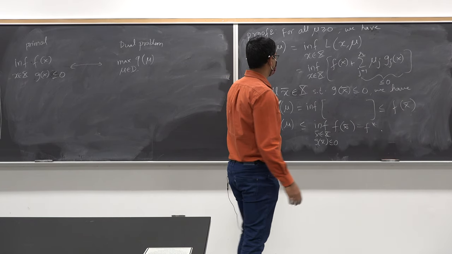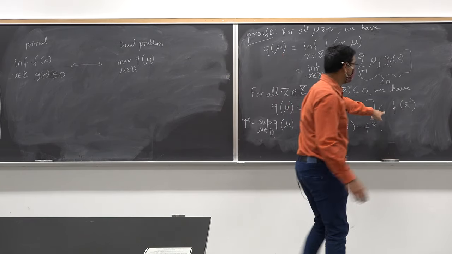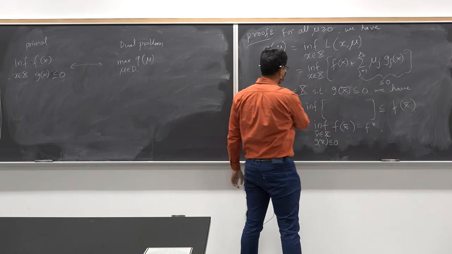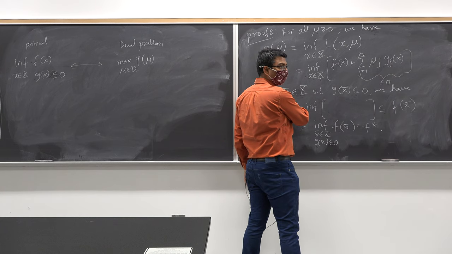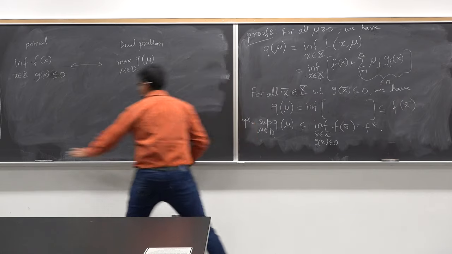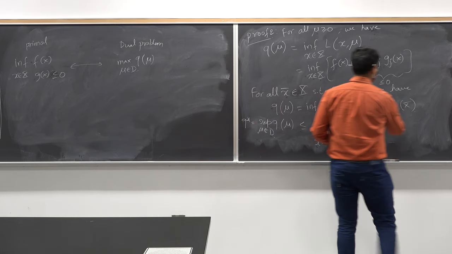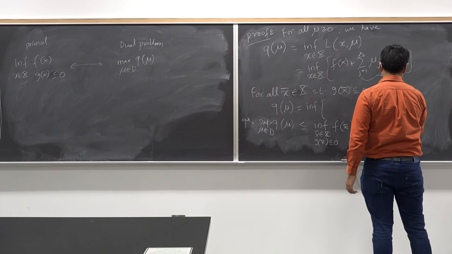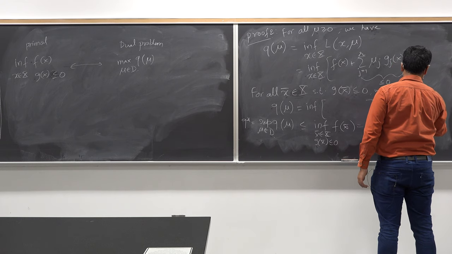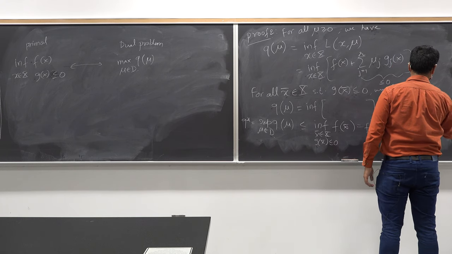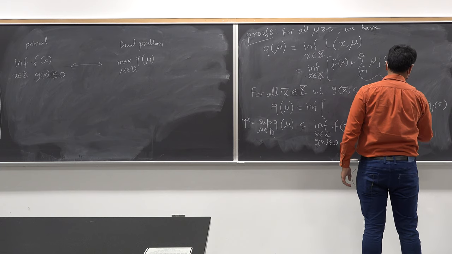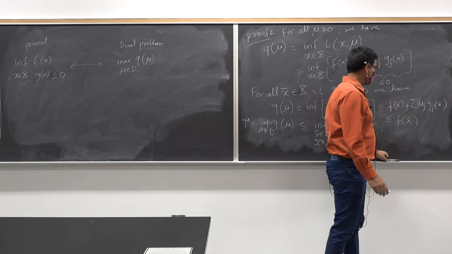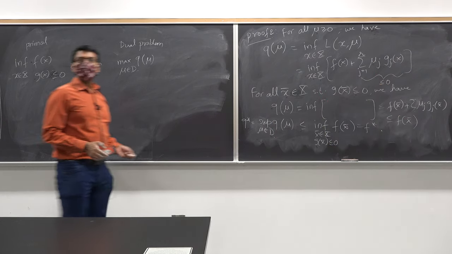This one? Yeah, this is right here. So this is infimum over all x in X, right? So I'm picking a specific x bar. So this infimum is certainly less than or equal to f of x bar plus the summation. Right? So this term is less than or equal to zero. Okay? Any other question?